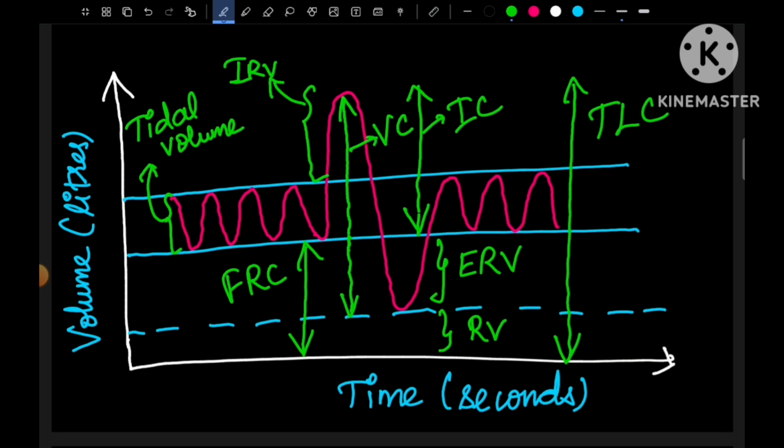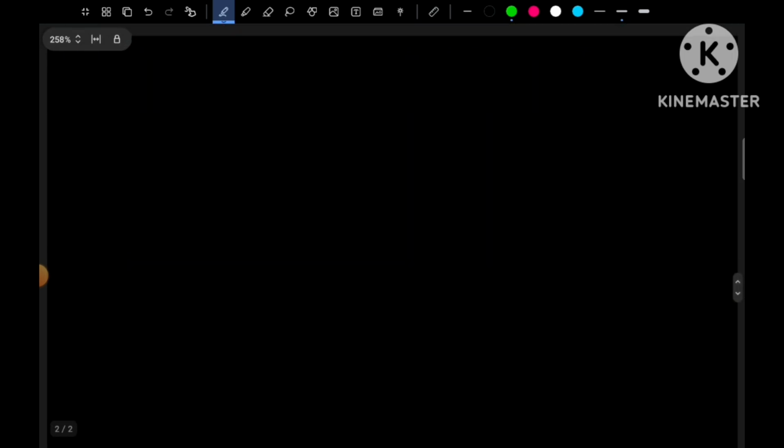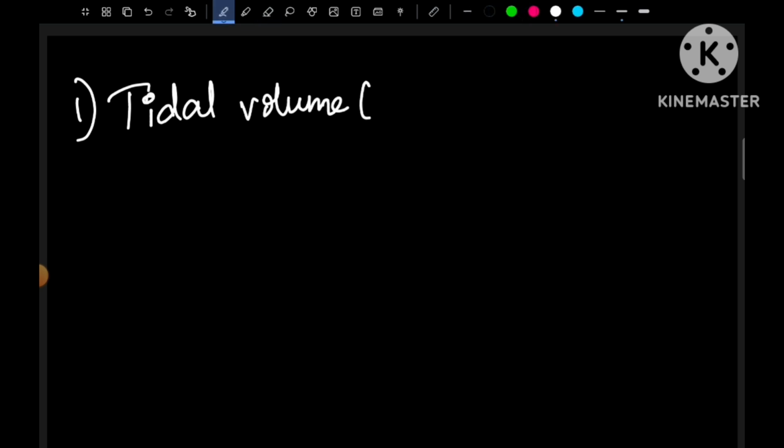Okay guys, so let's discuss. Okay, the next page. See, I'll just write each and everything. First, TV, or I'll write like this. See, first tidal volume, in bracket I'll write. Just remember the abbreviations. So tidal volume.